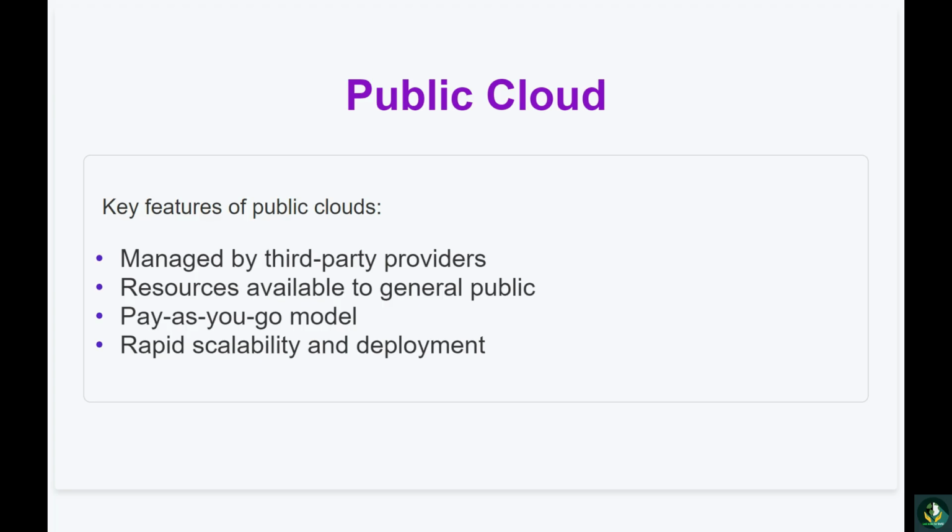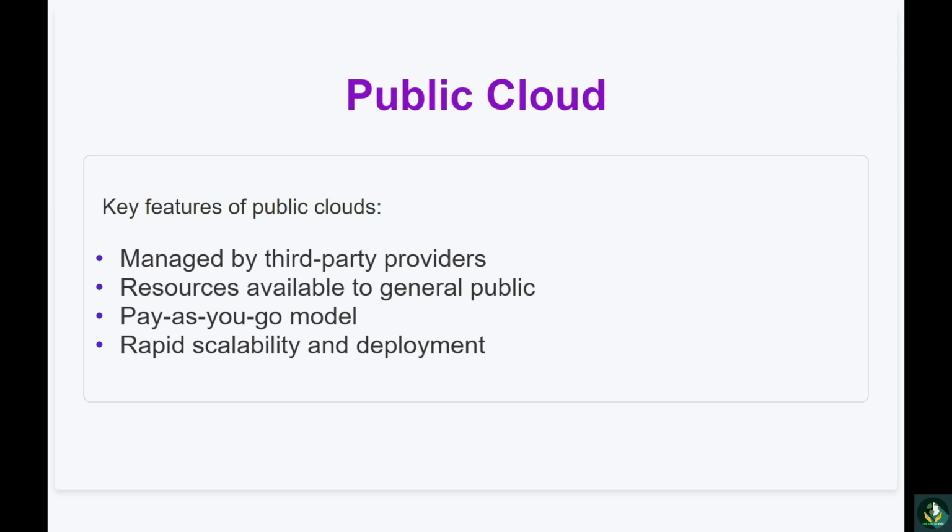Anyone with an Internet connection and a payment method can leverage the power of enterprise-grade infrastructure, democratizing access to advanced computing capabilities. This broad availability marks a key distinction from the exclusivity of private clouds.